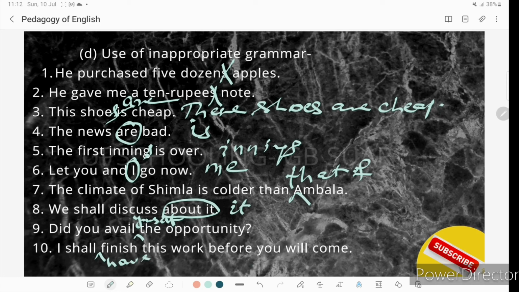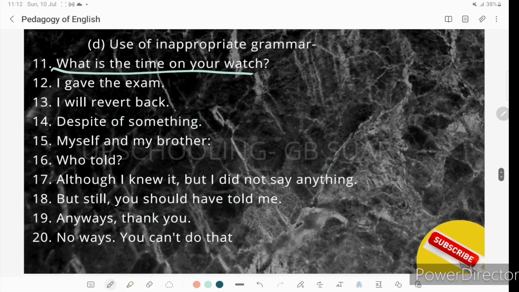Another common mistake is asking for time. What is the time on a watch? No, on your watch नहीं होगा. What is the time by your watch? I gave the exam. This is also incorrect. Correct is I wrote the exam. I'll revert back. No, revert नहीं. I'll revert.